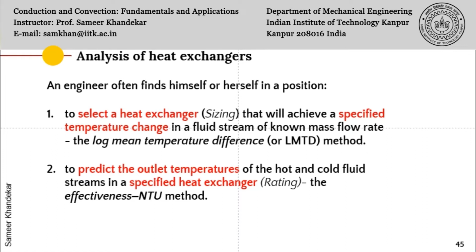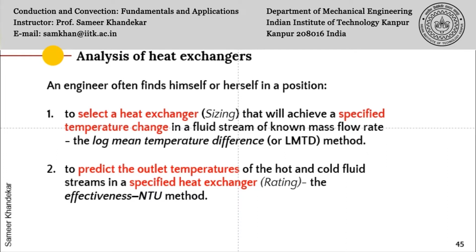Such types of problems are called sizing problems, wherein you select a heat exchanger that will achieve a specified temperature change. That means the delta T of the hot fluid or the cold fluid, whatever is the objective function, is specified to you. The client wants a particular delta T. He knows at what temperature the fluid comes out of a system, and he or she wants it to cool down to a certain temperature range, and that is specified, and therefore you have to do a sizing problem.